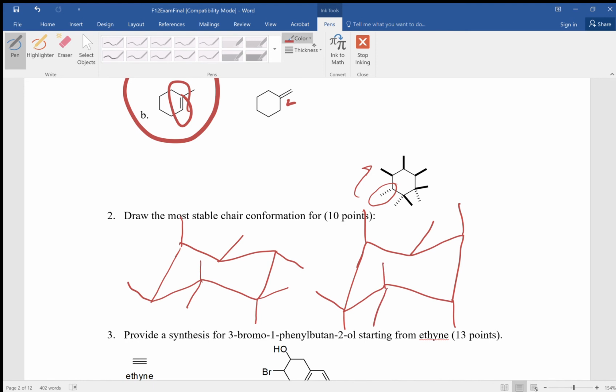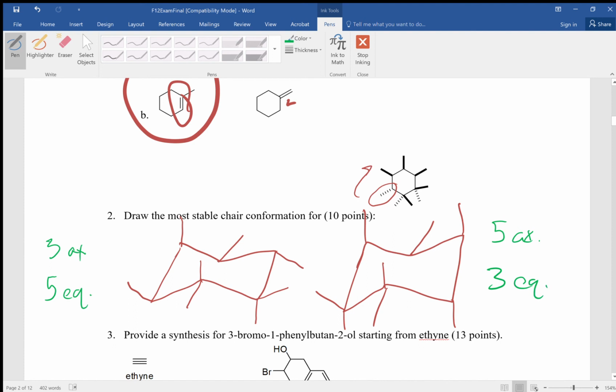So which one's better? Well, our first structure, the one on the left, we have 3 axial methyls, and we have 5 equatorial methyls. On the right, we have 5 axial methyls versus just 3 equatorial. So what's better?